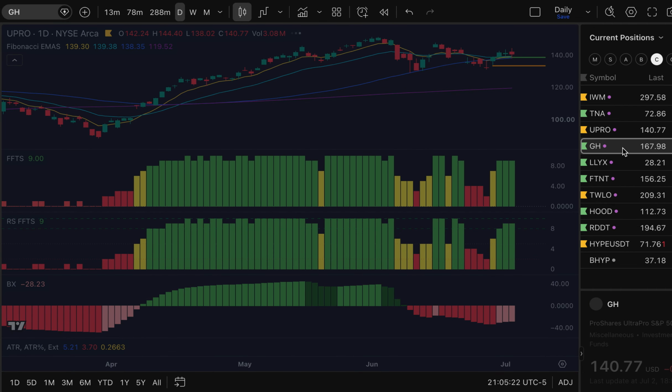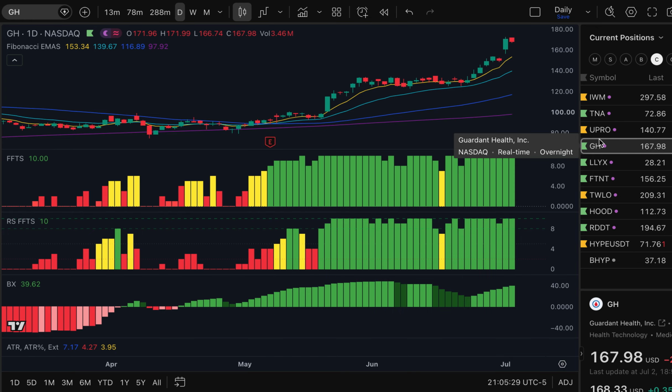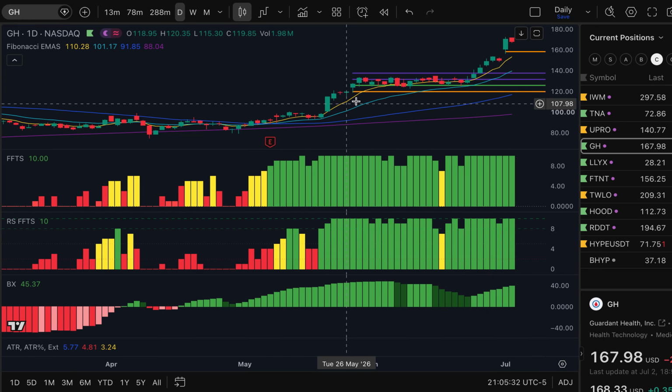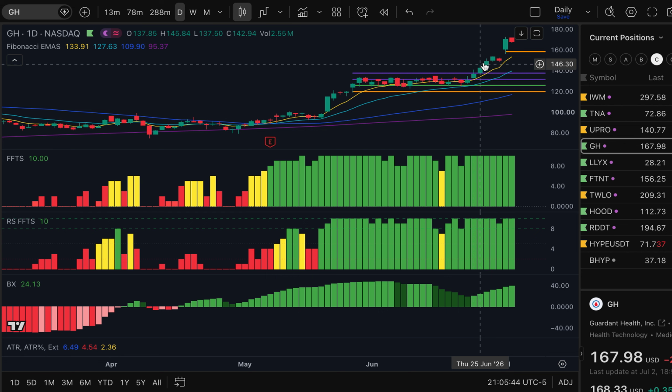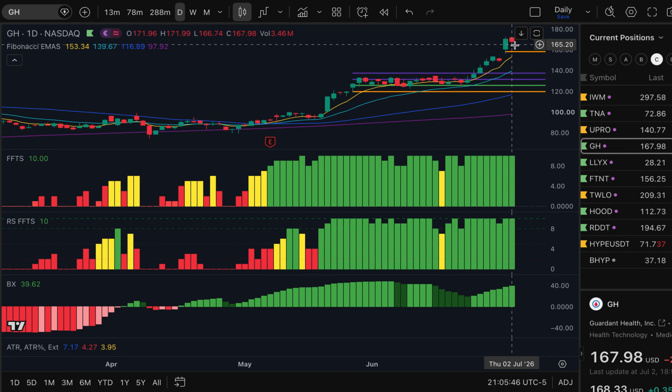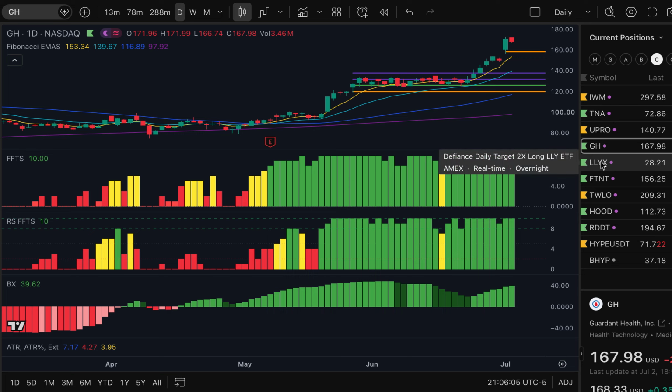In the healthcare sector, I have a position in Guardant Health, GH. I entered back here on May 27th. I've been holding it. It's recently started to break out. I have trimmed into strength in this area right here, and I'm still holding a portion of it. See what it's going to do. This orange line here is where I'm considering that I might trim more if it gives back those gains. Sort of a trailing stop.